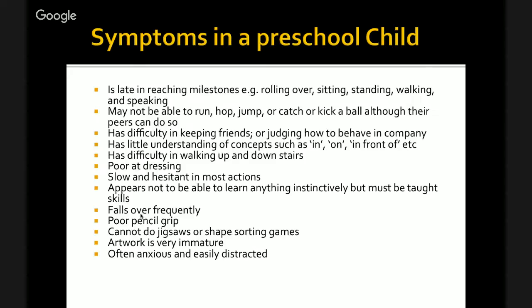Symptoms in a preschool child: late in reaching milestones such as rolling over, sitting, standing, walking, and speaking. May not be able to run, hop, jump, or catch or kick a ball, although their peers can do so. Has difficulty in keeping friends or judging how to behave in company. Has little understanding of concepts such as in, on, in front, etc. Has difficulty in walking up and down stairs.